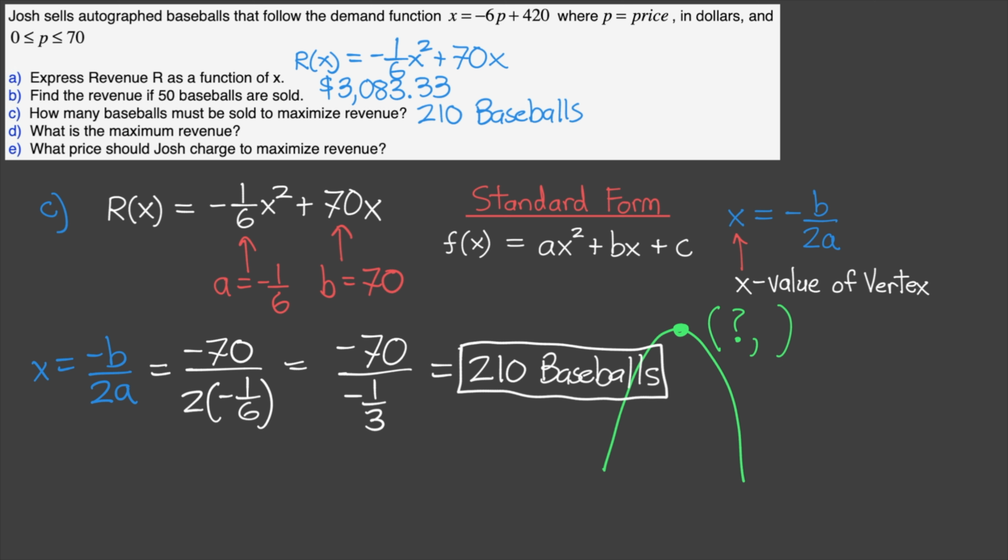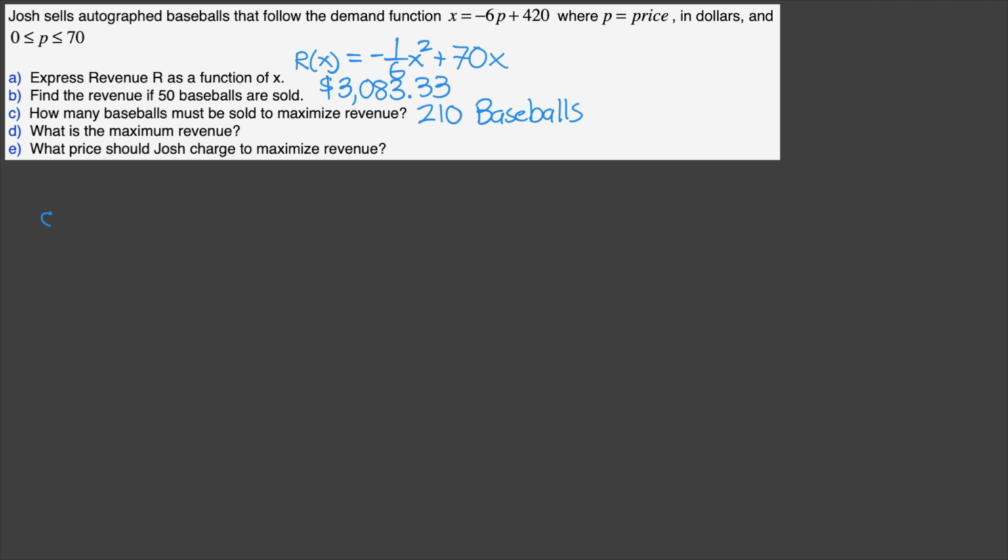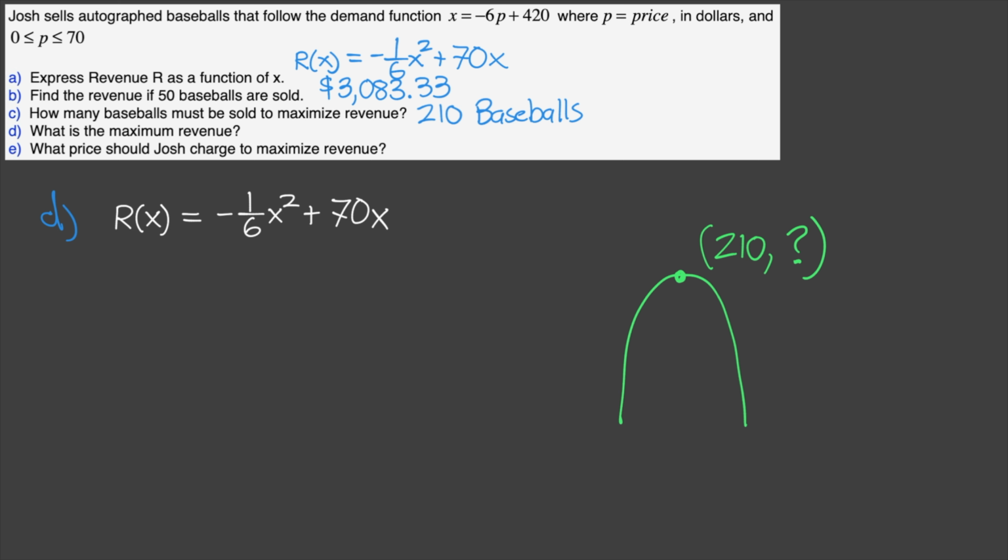I'm going to erase my work for part C, and we'll move on to part D. Part D says, what is the max revenue? Because we know the X value of the vertex, let's bring up our diagram again. We know this X value is 210 baseballs. They're asking us for the Y value of the vertex, which would give you our max revenue, because the revenue is the Y value of the vertex. So we want to find the revenue when X is 210.